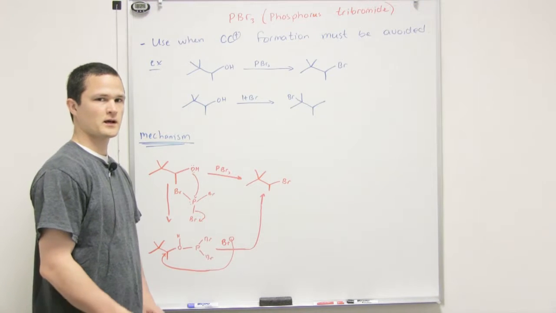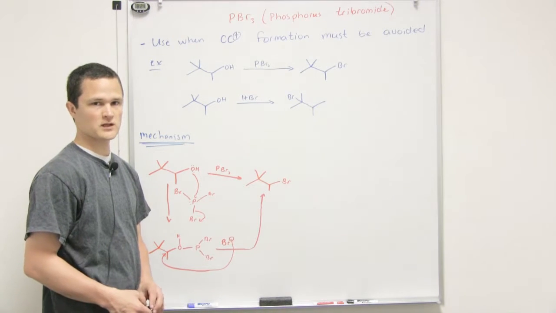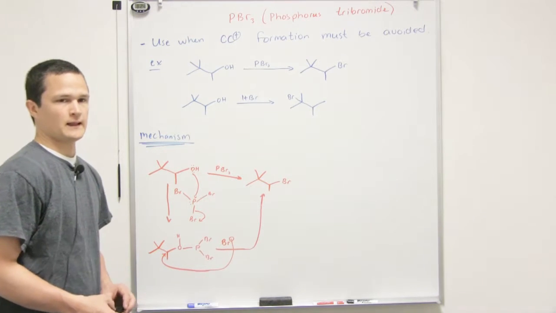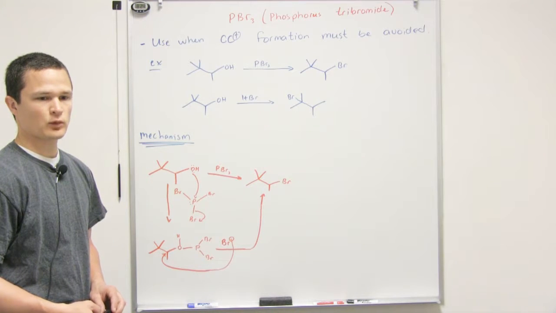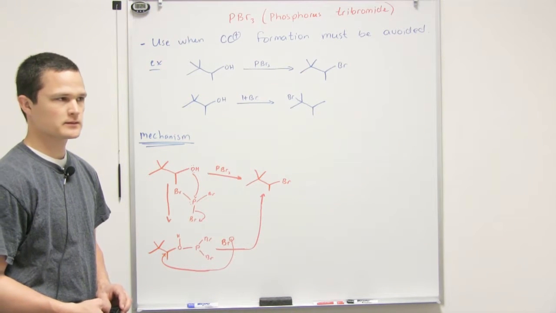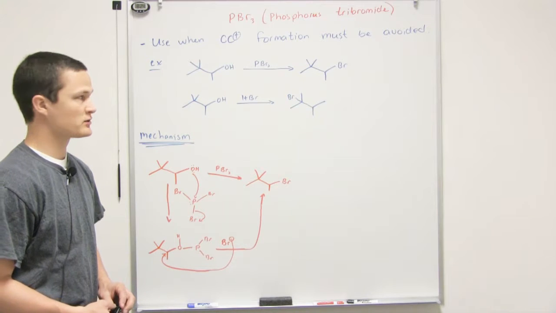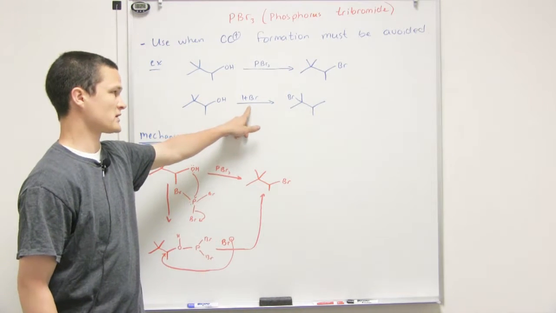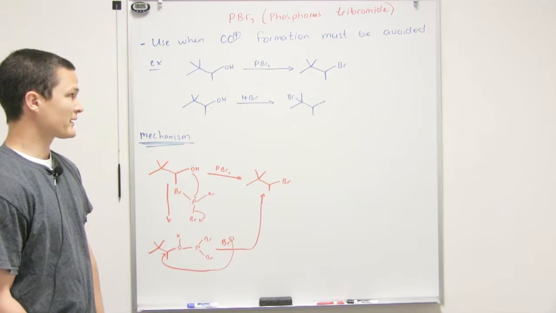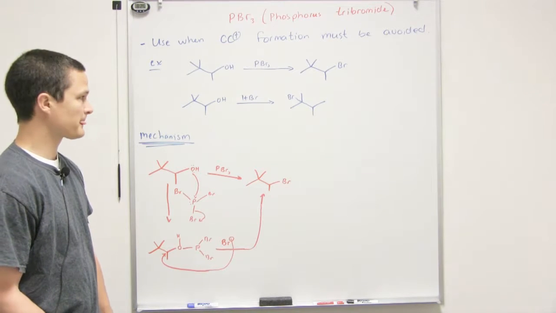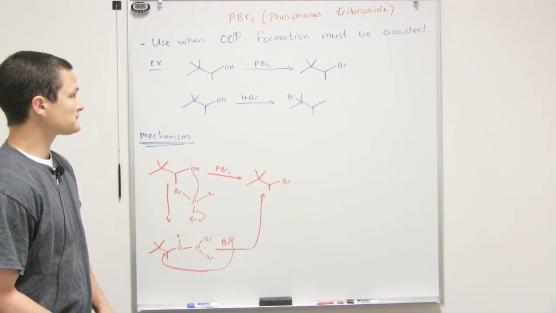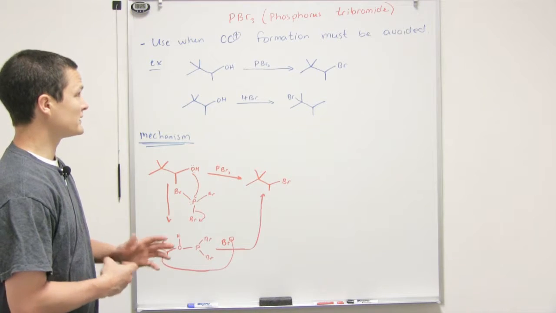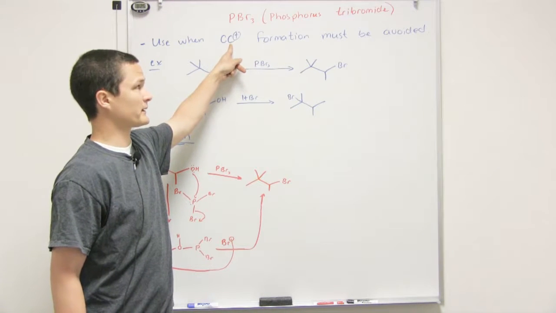Okay, we're going to discuss PBr3, or phosphorus tribromide. You might have wondered why we do this instead of just using, for example, HBr or something like that, because they both get a bromine on the molecule, right? Well, the reason we use it is to avoid carbocation formation.